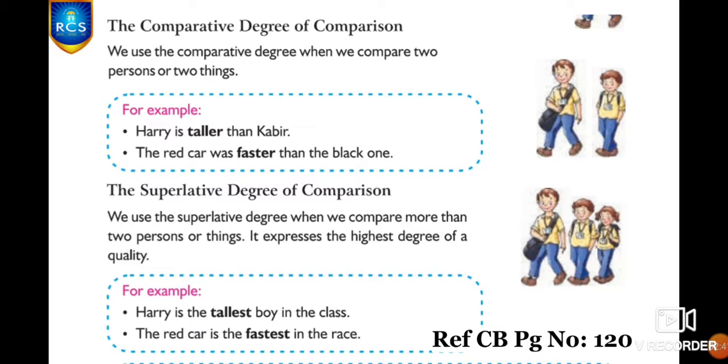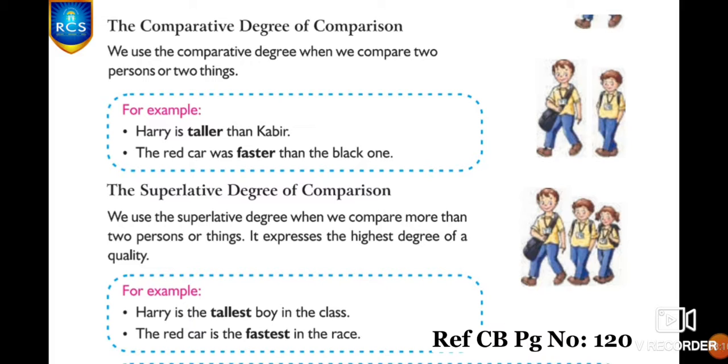Next we are going to learn about the comparative degree of comparison. We use the comparative degree when we compare two persons or two things. For example, Harry is taller than Kabir. The red car was faster than the black one. Taller and faster are the comparative degree of comparison.